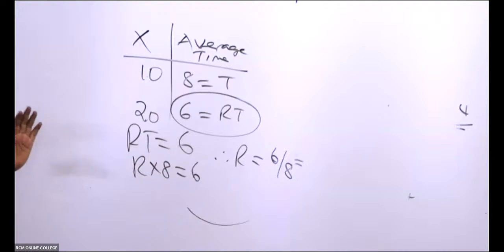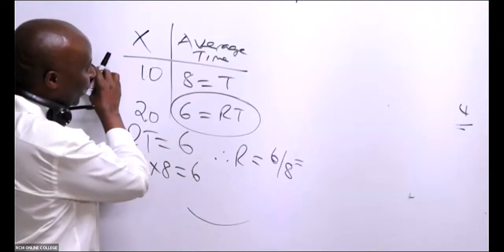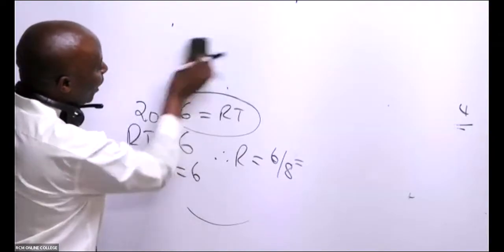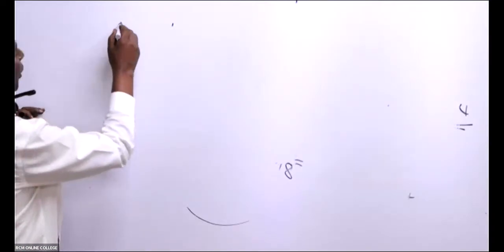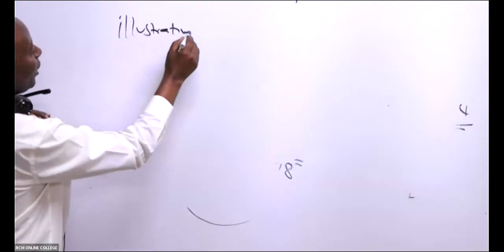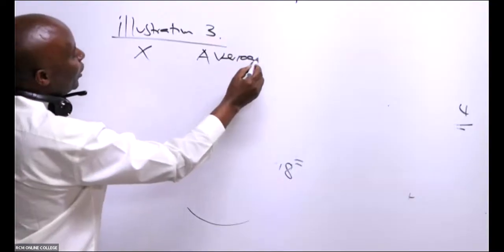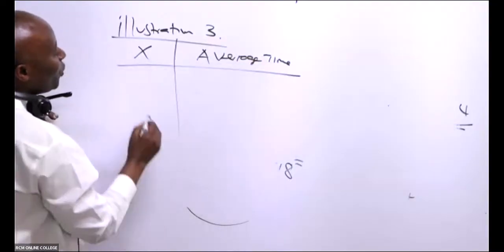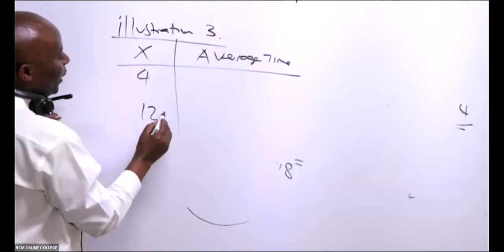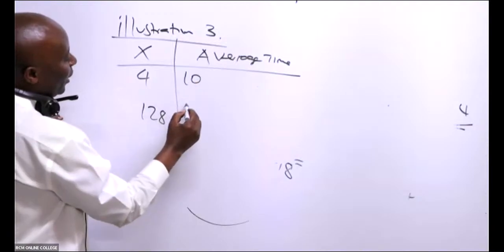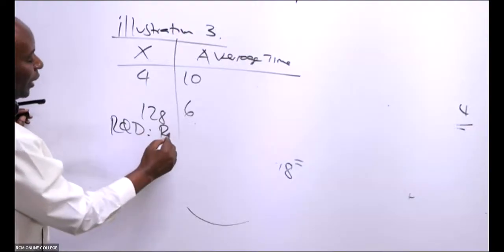So now I hope all of us are together, and because you got confused somewhere, allow me to bring up another kind of question here. What about this one? So this is illustration number 3, right? Illustration 3. So here we are given X, we are given average time. So you're given 128. And then this is 10, and this is 6. And you are required to give us R.